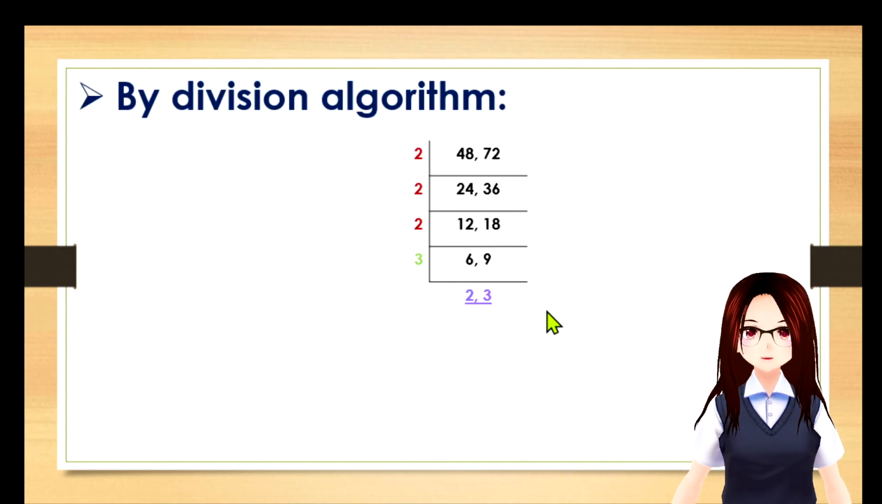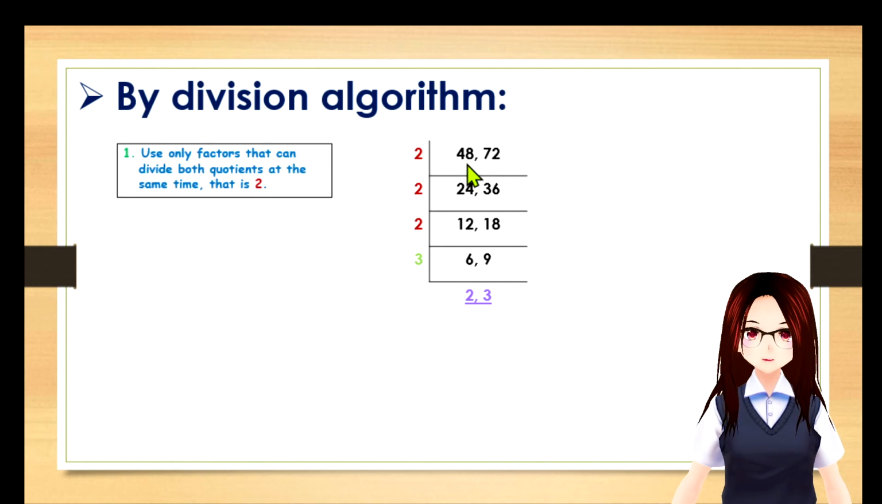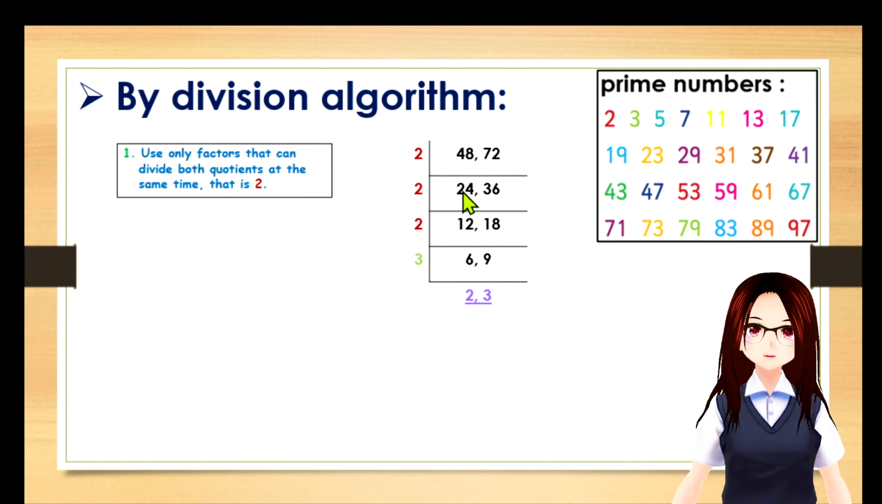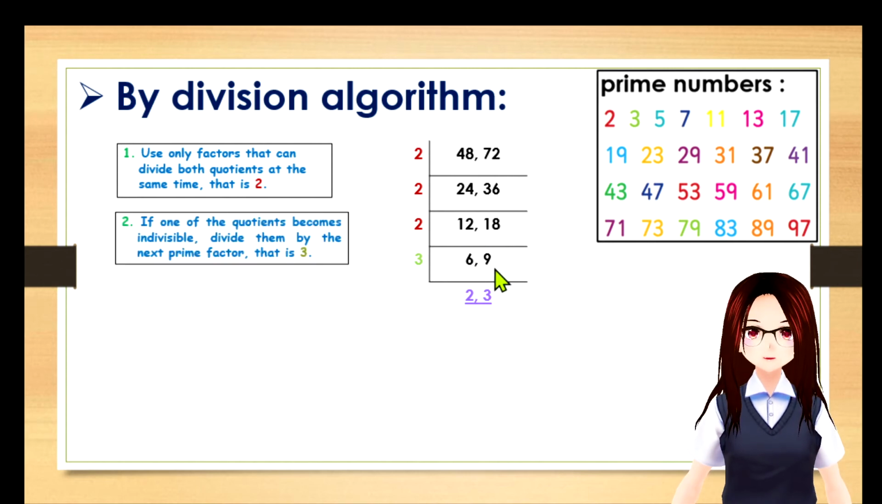Now let's try division algorithm. So here, we use factors that can divide both quotients at the same time using our prime number guide. So here, 48 divided by 2 equals 24, and 72 divided by 2 equals 36. Now we divide further by 2 again. So 24 divided by 2 equals 12, and 36 divided by 2 equals 18. Now we divide again by 2. 12 divided by 2 equals 6, and 18 divided by 2 equals 9.